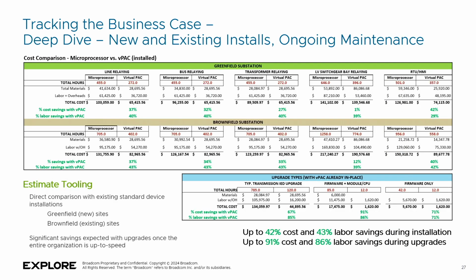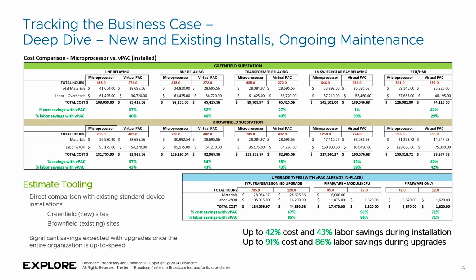And another slide here, sorry for the small fonts, but I wanted to share with you guys the actual numbers. So this is our projection at the moment. Not surprisingly, the big savings are in the labor, and that's due to the wiring differences, one form factor versus the other. Microprocessor on the left and VPAC on the right. You do see a lot of green. We do expect savings just out of the gate even with this.